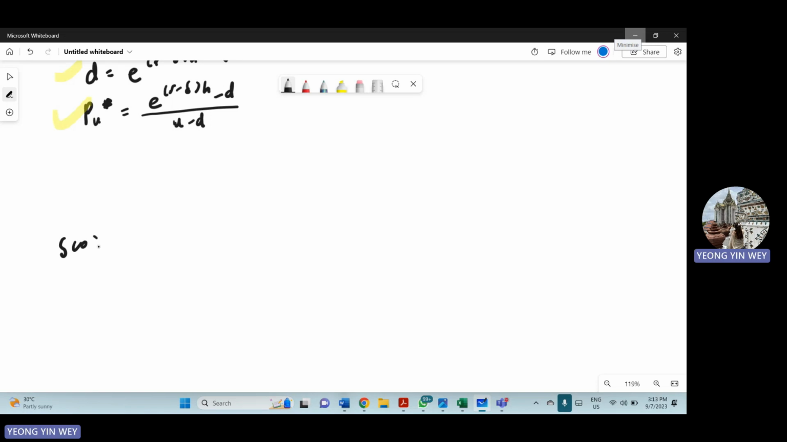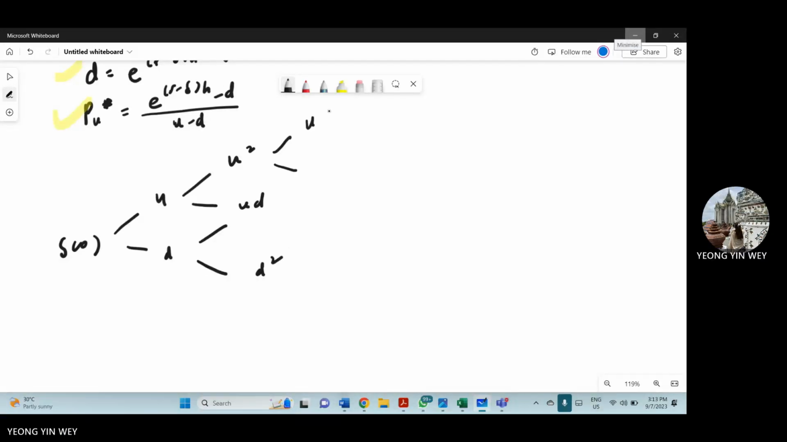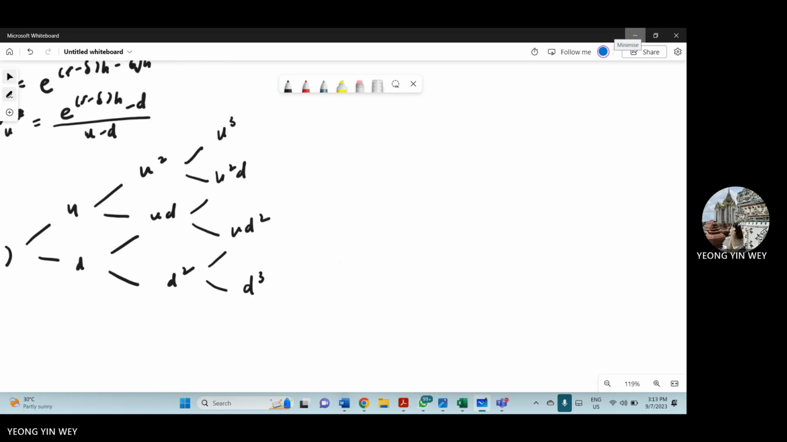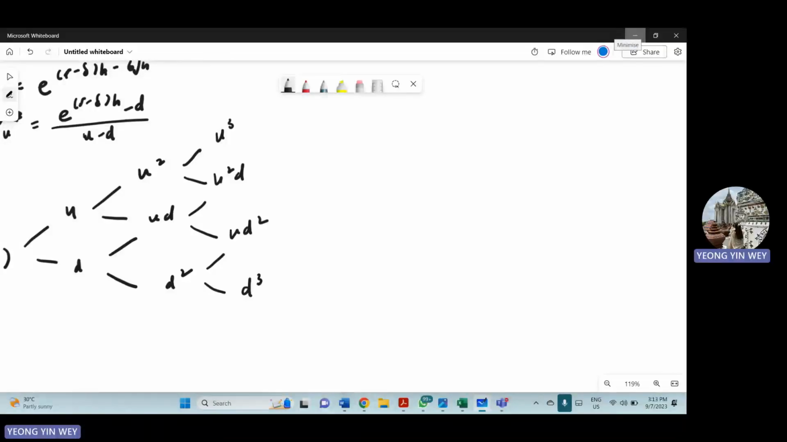For example, we have a stock price UD, U squared, UD, D squared, U squared D, UD squared and D cubed. So we need to find the relationship, because this is the normal way we do it if we have 1 or 2 periods, which we can calculate manually. But for this question, we have 24 periods. We are unable to calculate until 24 periods because it will be a very, very long and hectic process.